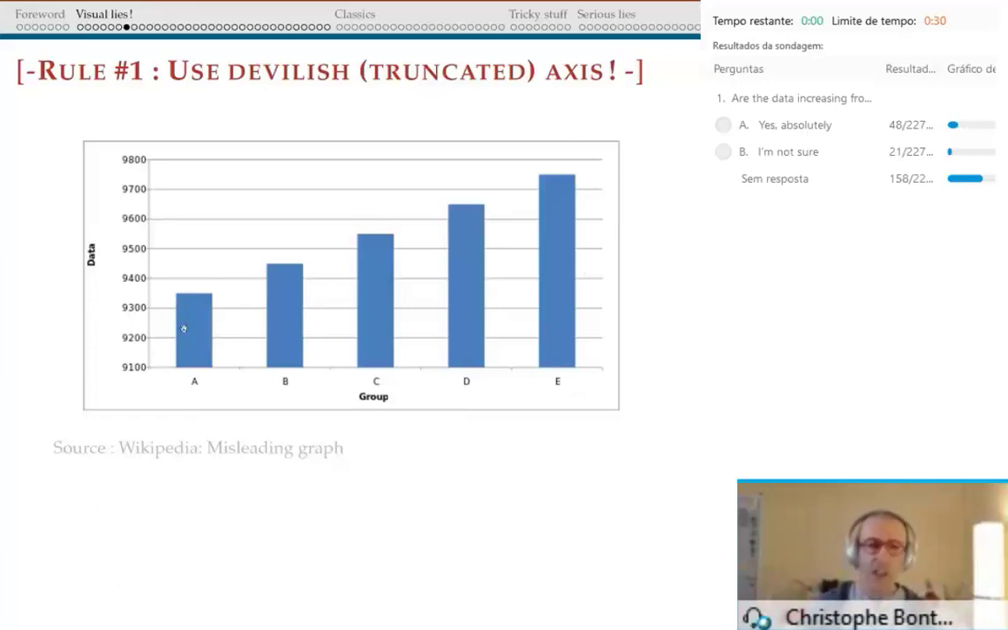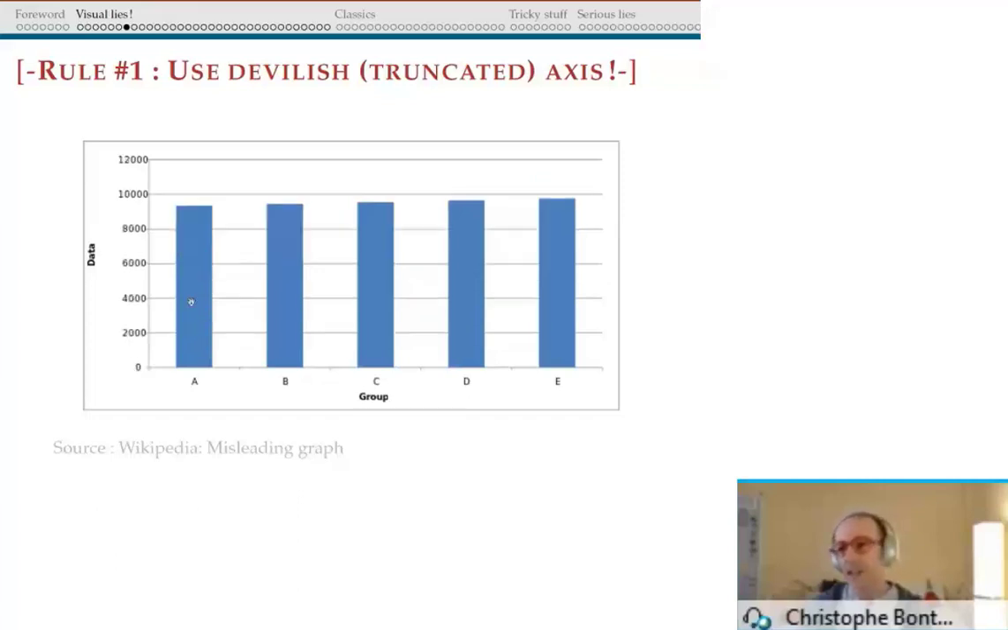Because probably here you count stuff. That's why you do bars. And the reality is that obviously in the data set A has a lower value than E, but not as much as we have seen in the previous graph. Why that? Because we truncated the vertical axis, we truncated it to some value. What value? What does this value mean? We don't know.